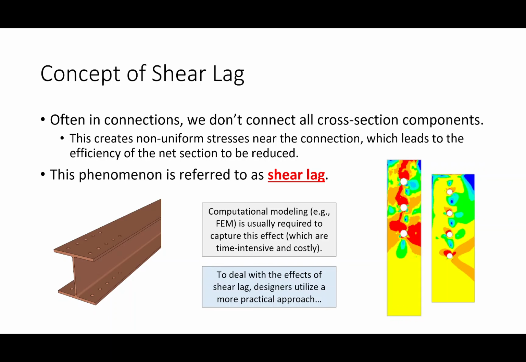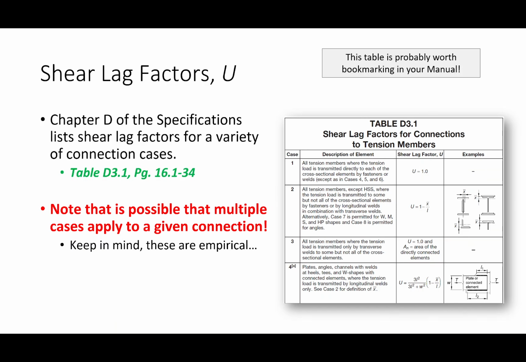What we do is we take the net area and we adjust the net area with what's called a shear lag factor. Okay? So these are shear lag factors, and basically what we do is we say, for a given amount of net area, how much of that area is effective in transferring stress? And that's what shear lag factors are for.